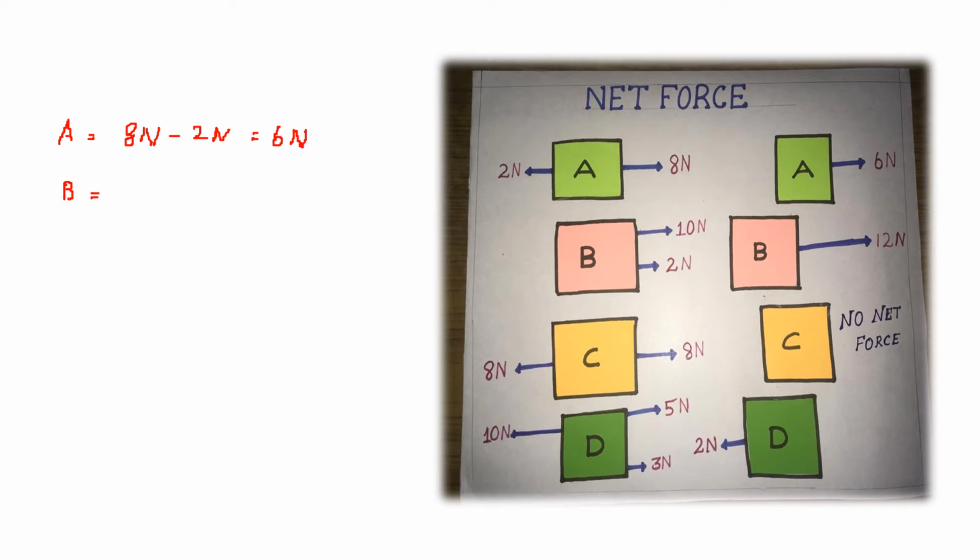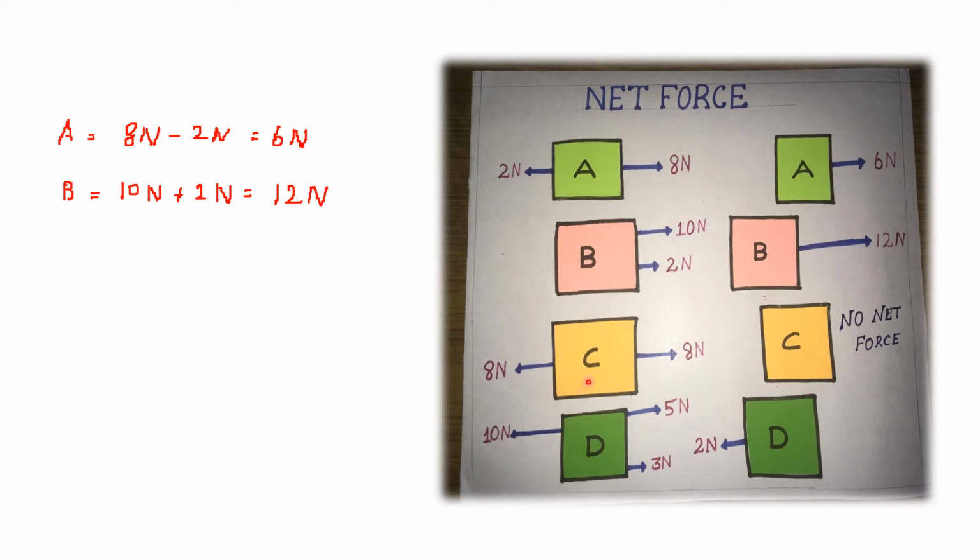So in object B, since both the forces are acting in the same direction, to calculate the net force, we have to add both the forces. So it will be 10 Newton plus 2 Newton, which is equal to 12 Newton. Now, let us discuss object C.